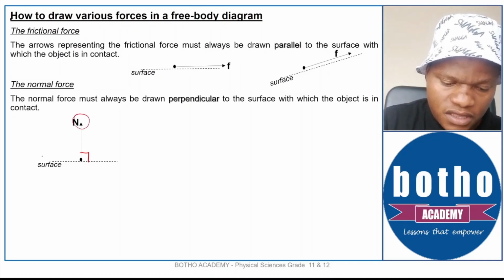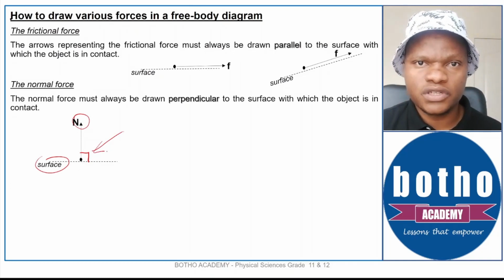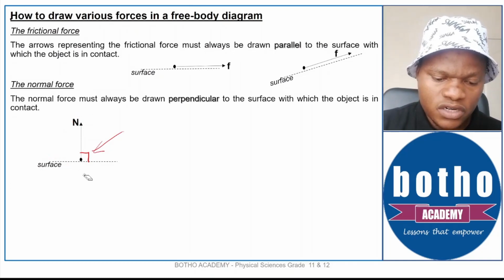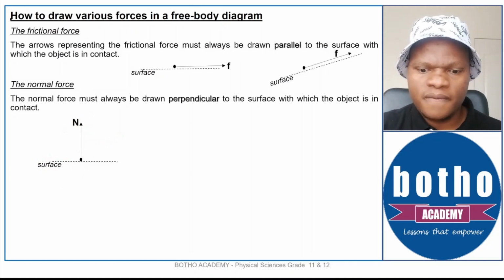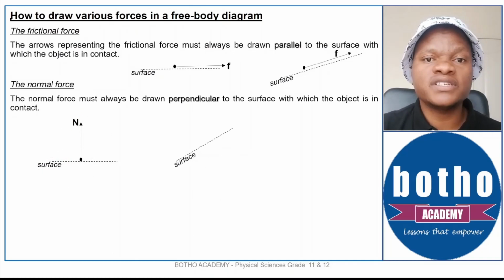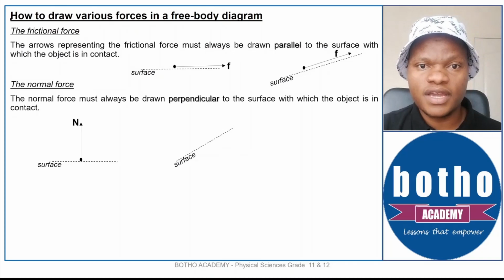The normal force and the surface have to be perpendicular to each other, which means the angle between the two must be 90 degrees at all times. This one is not really much of a tricky one. The tricky situation happens when the surface is now no longer a horizontal line. It's now an inclined surface or a slope.